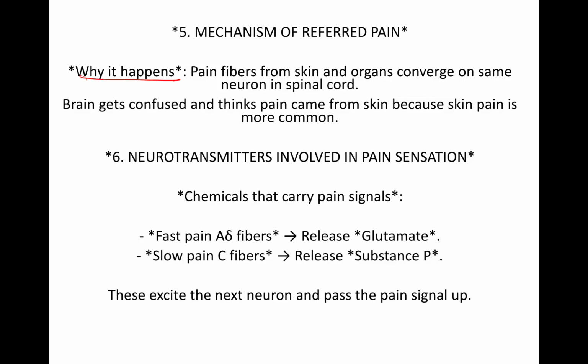Okay. Now neurotransmitters involved in pain sensation. These are chemicals that carry pain signals. You know that fast pain is carried by A delta and slow pain by C fibers. A delta fibers release glutamate. Substance P is released by slow pain C fibers. Okay, these both excite the next neuron and pass the pain signal to it. After that, it will just carry forward up.